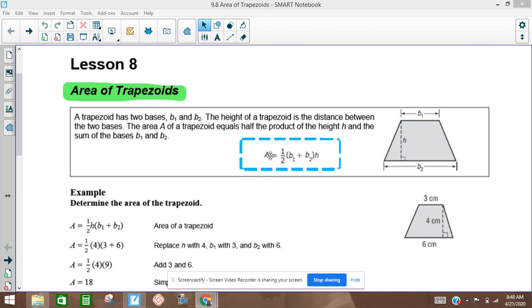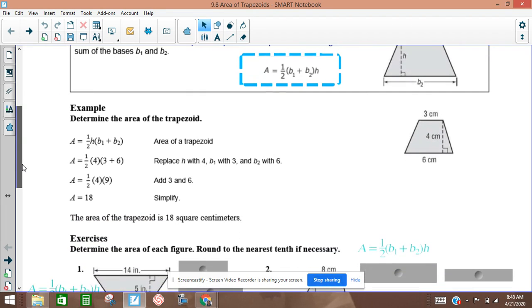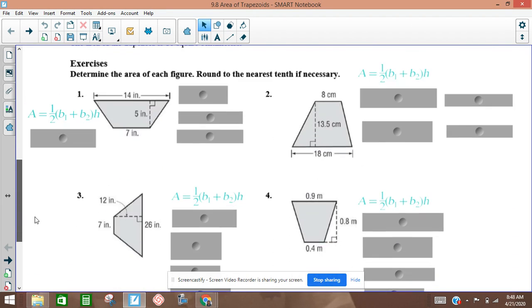So here's a formula. We're going to use area equals 1/2 times (base 1 plus base 2) times the height. So this is a formula we're going to use. Some of you would like to use (base 1 plus base 2) times the height divided by 2. So it's up to you. I'm going to show you how the 1/2 comes in handy. So let's see some examples so you can see why I like to use this one.